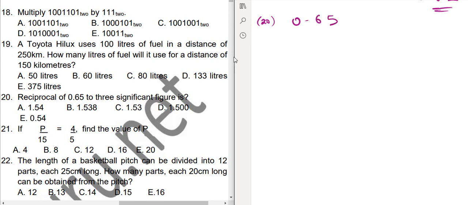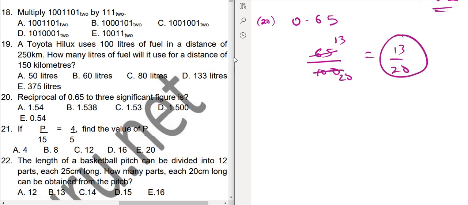Number 20. Reciprocal of 0.65 to 3 significant figures. So what's 0.65? It is 65 over 100. 5 into 65 is 13, 5 into 100 is 20. So that is 13 over 20. What's the reciprocal? Reciprocal means turn it upside down, right? Yes. So the reciprocal becomes 20 over 13.